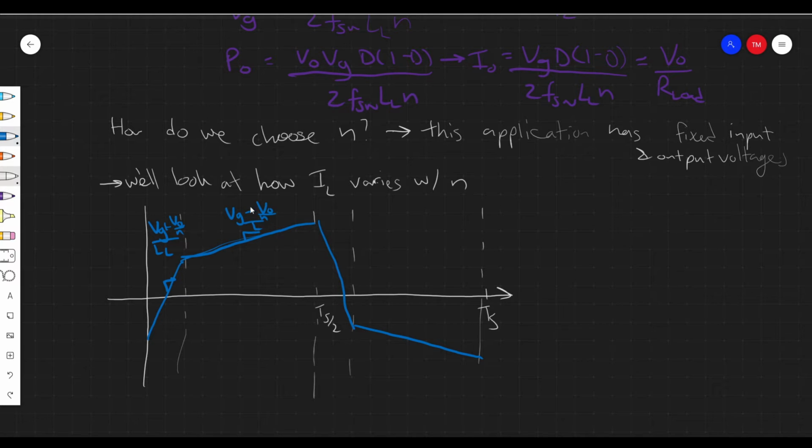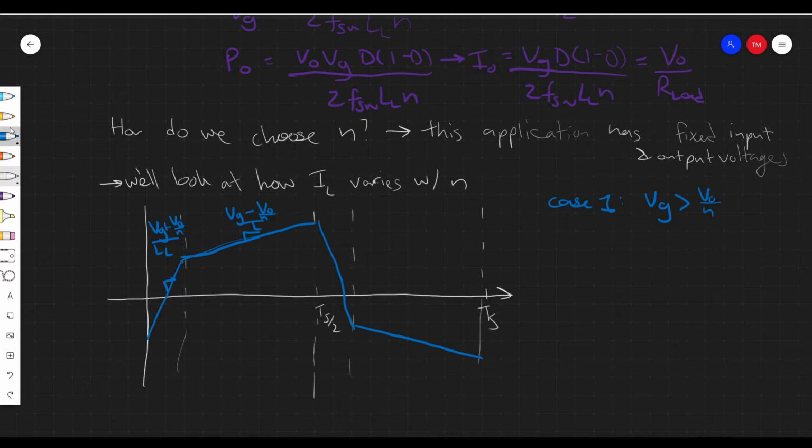So as we vary N, we can vary the slopes of this inductor current, right? So for the case that I've drawn, we've assumed basically that Vg is greater than Vout over N, right? Because the slope is still positive. So Vg minus Vout over N is still a positive number.